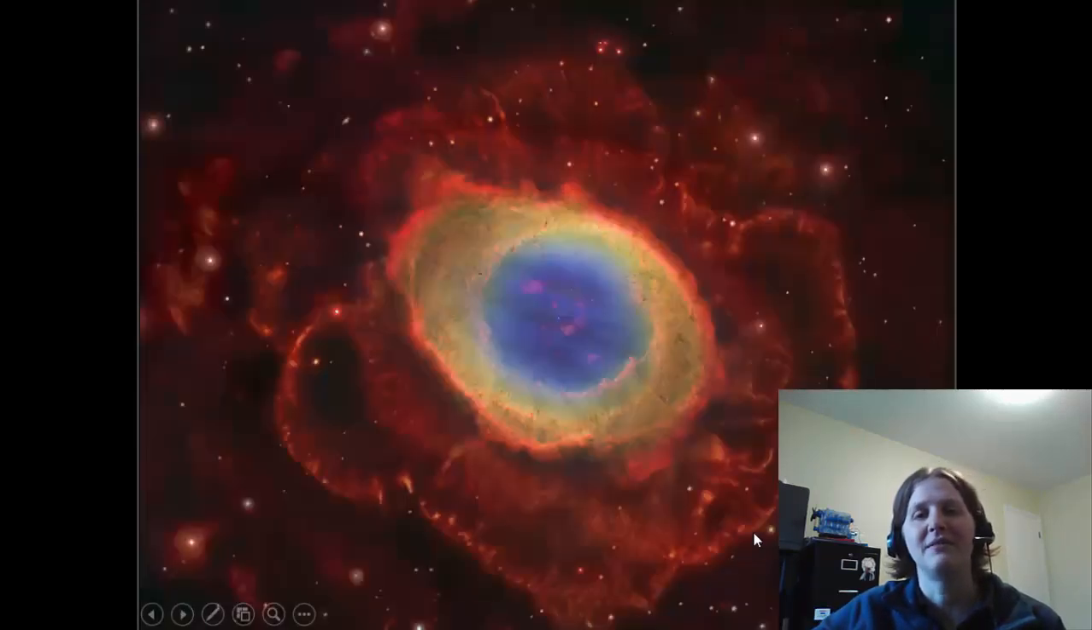Here's the Ring Nebula. This is much, much, much prettier than it would look to your human eye. To your human eye, you'd see a little kind of smoke ring, and you'd look at me after you'd look through your telescope and you'd say, "That's it?" I say, "Yes, that's it."